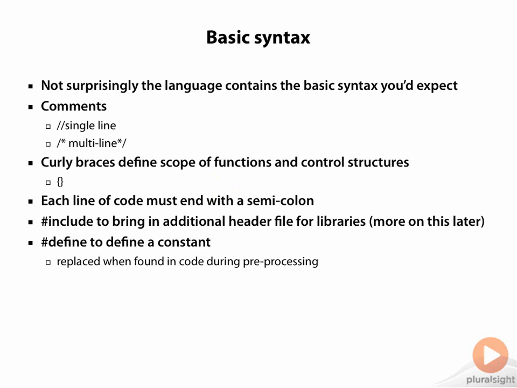Now the basic syntax, again, if you've written in any C-derived language: single-line comments, double slash, multi-line comments, slash star, star slash. Curly braces define the scope of functions and control structures like ifs and whiles. Every single line of code has to have a semicolon at the end. Hash include brings in a library header file. We'll talk more later in this module and in the course about libraries. And hash define defines a constant that gets replaced during pre-processing with the actual value of the constant.